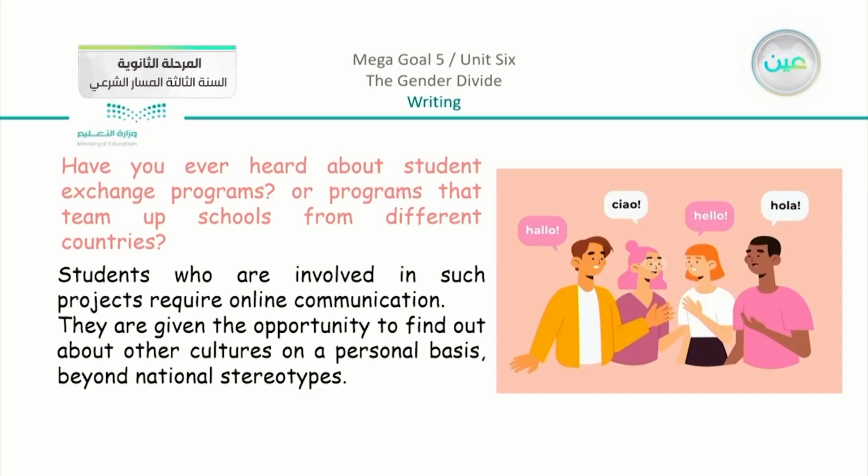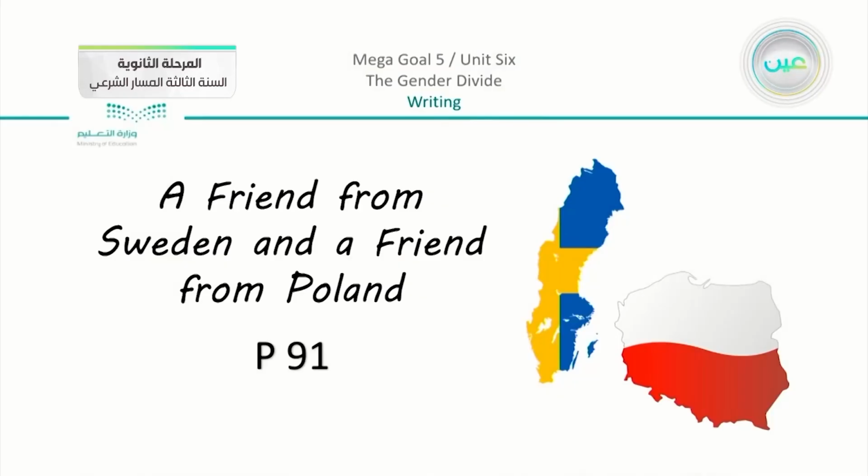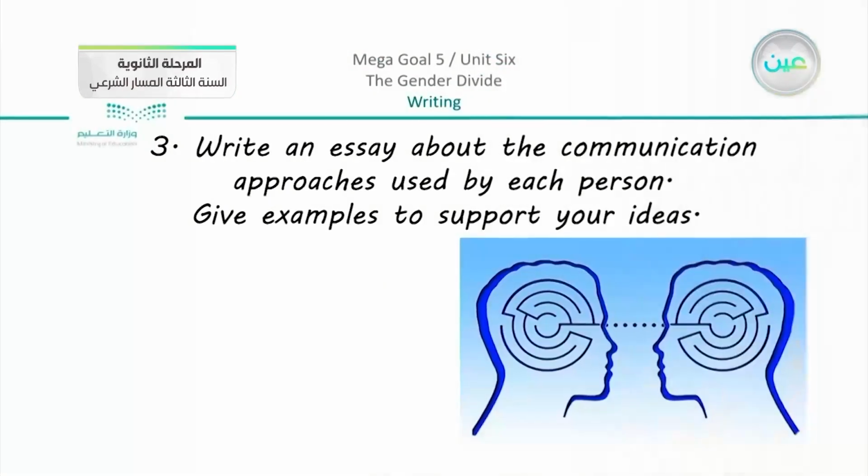So we have here, they are given the opportunity to find out about other cultures on a personal basis beyond national stereotypes. Now, for example, they have in the book a kind of comparison between a friend from Sweden and a friend from Poland, which is on page number 91. We are going to do the same here, and we are going to write an essay about the communication approaches used by each person. So we have these two people.